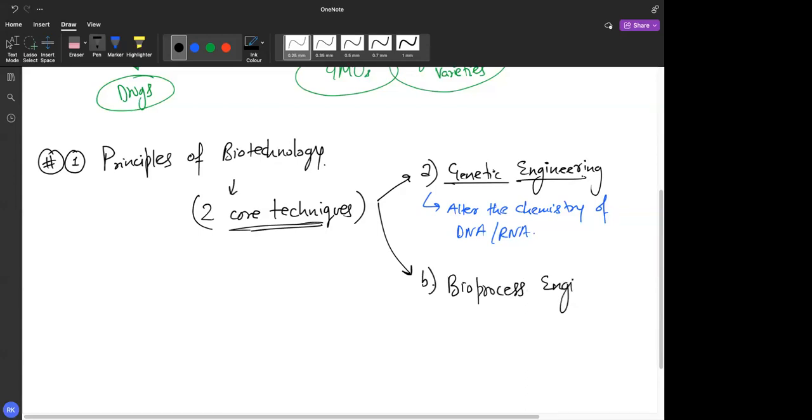Sir, can you please repeat the sentence for genetic engineering? Yeah. So genetic engineering is a collection of techniques to alter the chemistry of the genetic material, and to introduce it into the host organism. So we change the genetic material and then we introduce it into the host organism to get the changed phenotype.